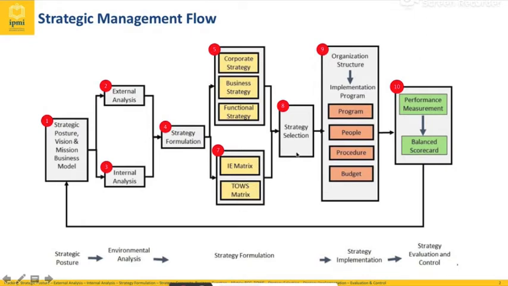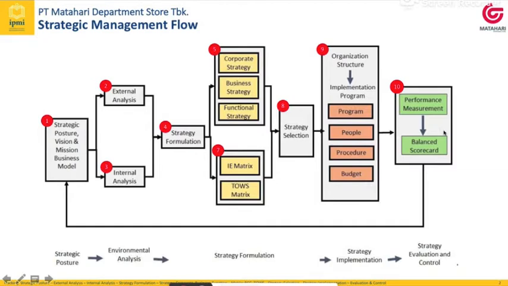Step eight is the strategy selection. Number nine is the organization structure. Then we do the implementation for program, people, procedure, and budget. And lastly, we do the performance measurement and balanced scorecard. To make it easier, I have made an example of the strategic management of the Matahari department store.